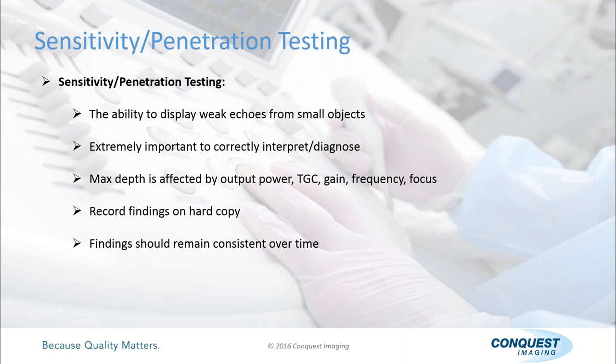You want to scan in all frequencies, but you want to do all frequencies with the highest output power, proper time gain control, and gain to give you a consistent uniform image from top to bottom. You want to do it on all frequencies, and you want to do it with a single focal zone at the deep region. We're not looking for a clear image necessarily from top to bottom. We're trying at this point to see how deep this probe can penetrate and resolve to that smallest object.